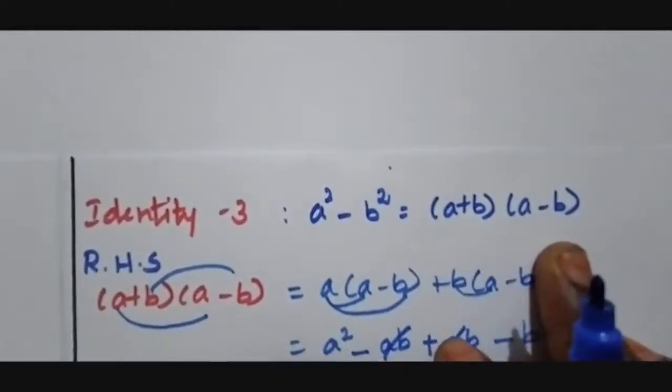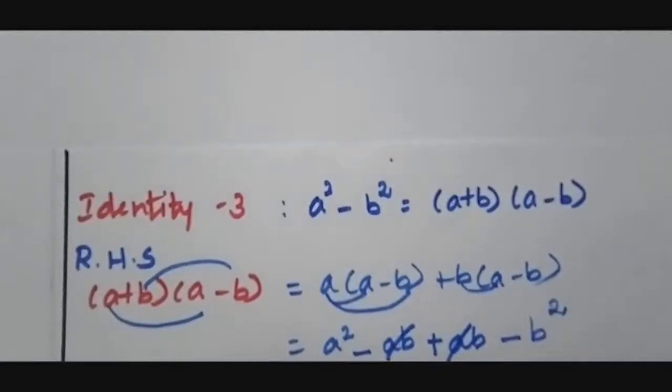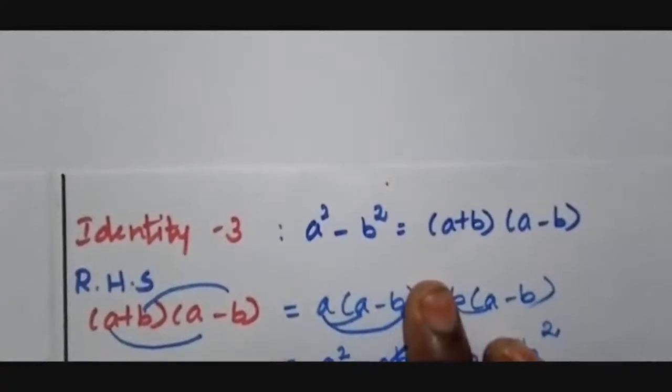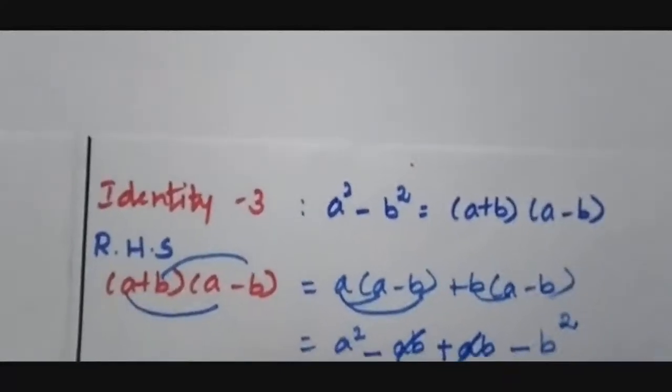So what is your first identity? A plus b the whole square is equal to a square plus 2ab plus b square. What's your second identity? A minus b the whole square is a square minus 2ab plus b square. And your third identity is a square minus b square is equal to a plus b into a minus b. Now based on these identities, we are going to solve problems.